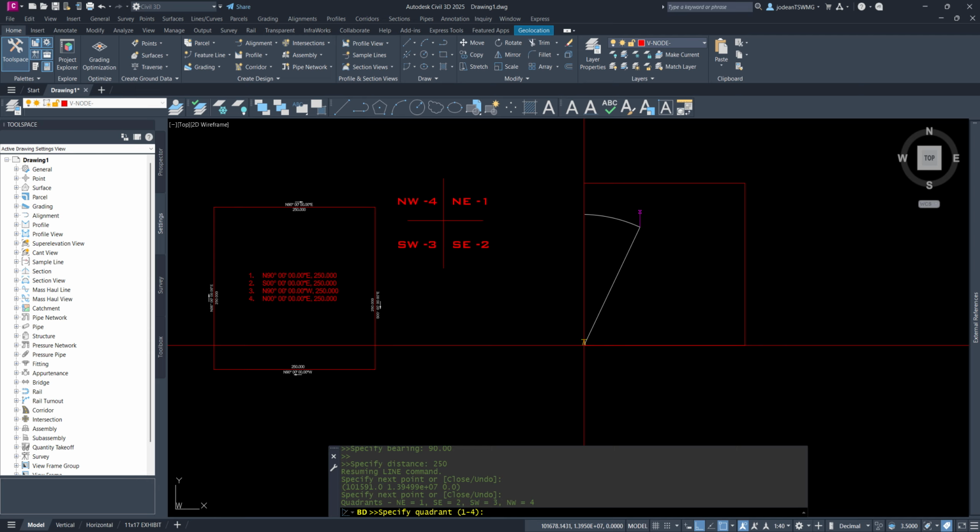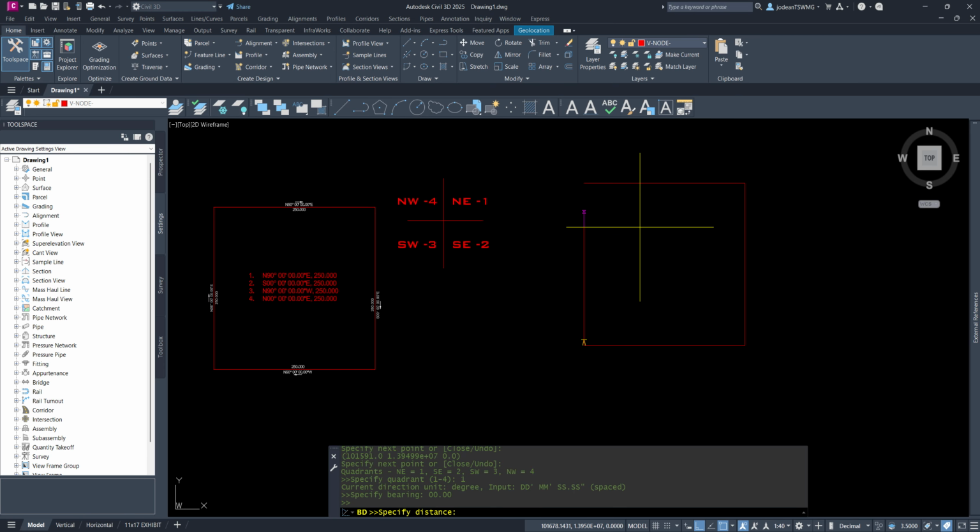Our last call is northeast again. Northeast quadrant is number 1. And our bearing will be 0.00. Distance 250. There we go. We have plotted our calls and we've got a closed figure.